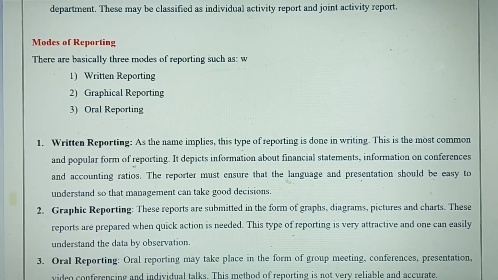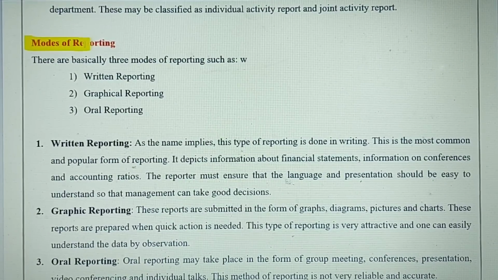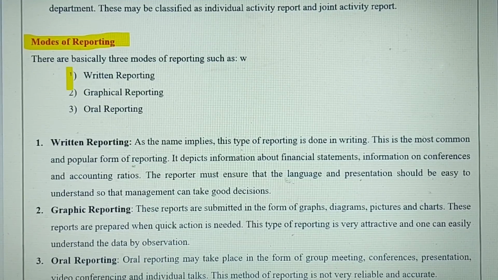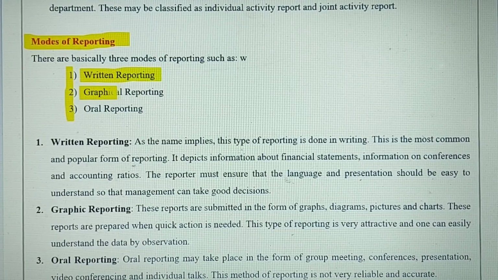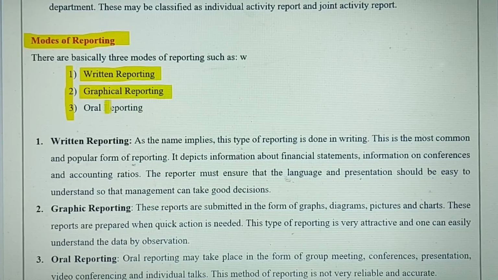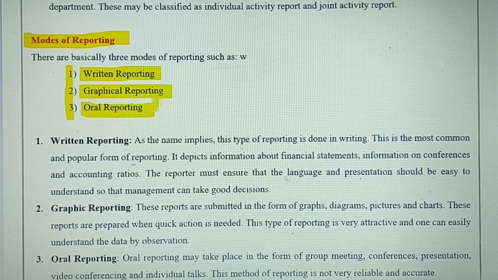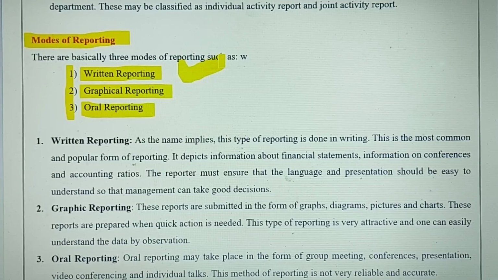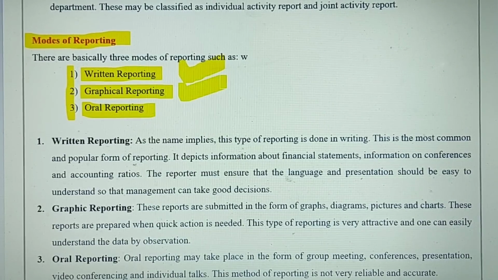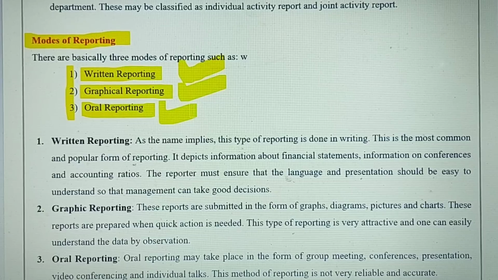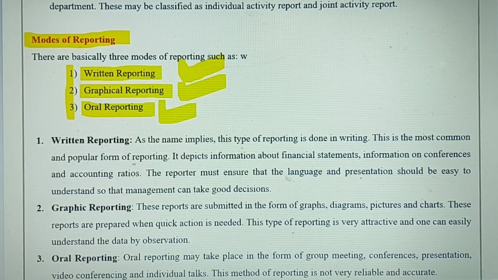Now let's see what are the different methods by which reporting can be done. These three methods are here. One is by writing, the second one is by graphical representation, and lastly oral reporting. Writing is basically more authentic and more accurate. Graphical works where analysis is required, and oral reporting is the most common form of reporting.